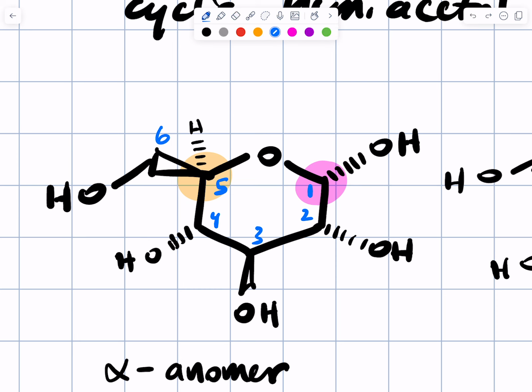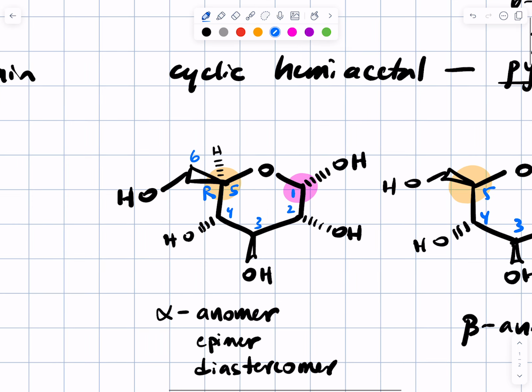Yeah, so R configuration at C5 means it's a D sugar, all right? Now, D and L don't always correlate with R and S. It just happened, and there is a story behind how D and L originally came to be. We're not going to worry about it. Most carbohydrates will have the D configuration. In other words, the R configuration at C5.